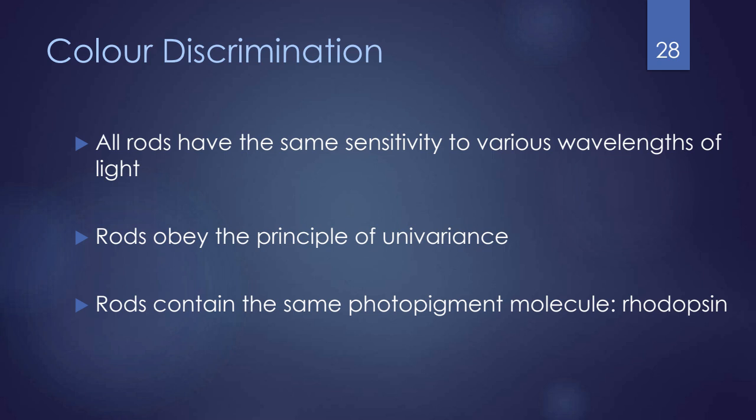Cones have this problem with the principle of univariance, but that problem is solved by having three different cones. Now, all rods contain the same photopigment molecule, which is rhodopsin, and all rods have the same sensitivity to various wavelengths of light. So this means rods obey that principle of univariance. And we can't sense differences in color with rods, of course. But rods do follow this principle of univariance.